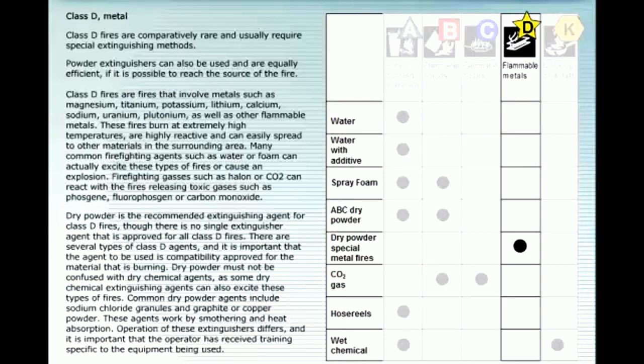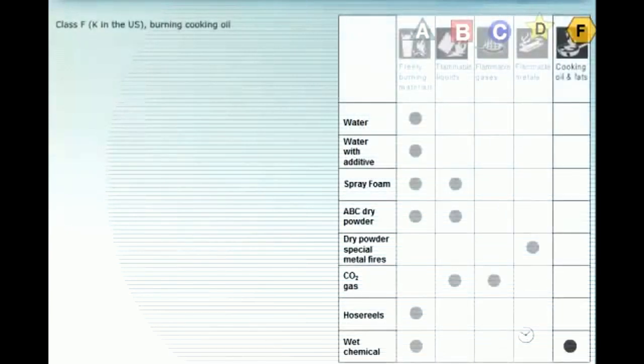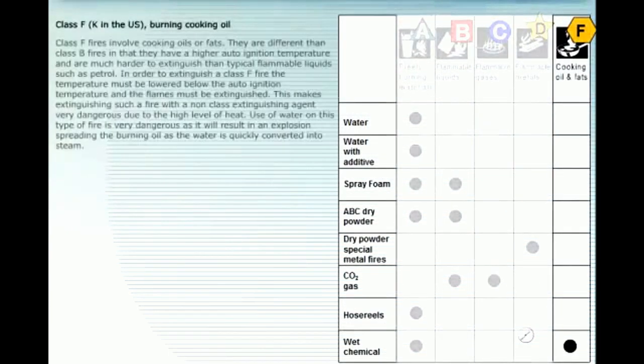Class F fires involve cooking oils or fats. They are different than Class B fires in that they have a higher auto-ignition temperature and are much harder to extinguish than typical flammable liquids such as petrol. In order to extinguish a Class F fire, the temperature must be lowered below the auto-ignition temperature and the flames must be extinguished. This makes extinguishing such a fire with a non-class extinguishing agent very dangerous due to the high level of heat.